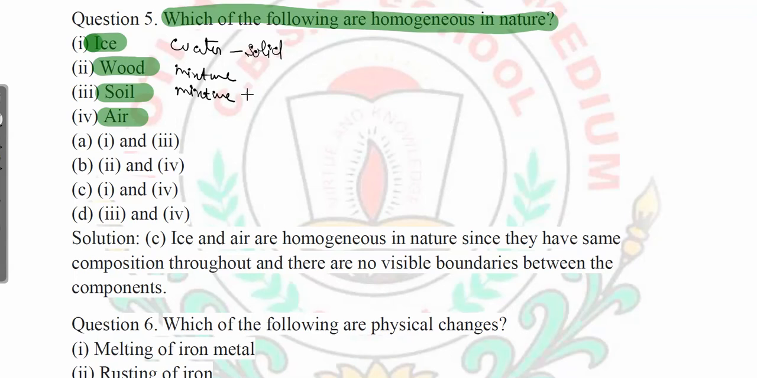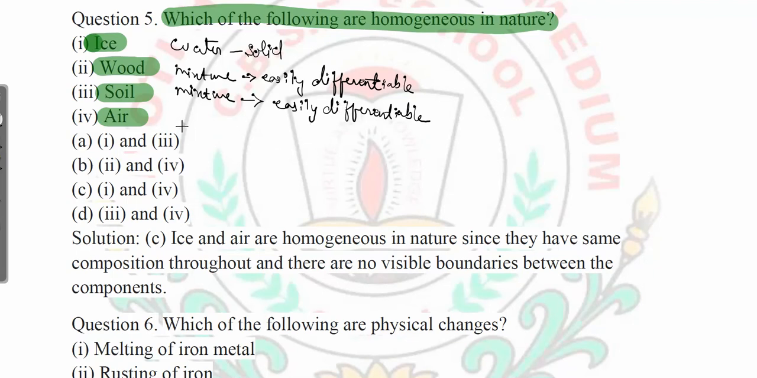And in wood and soil, we will see that the particles are easily differentiable. But in case of ice, the particles of the solid water are not easily differentiable. The main definition for homogeneous and heterogeneous substances is that a heterogeneous substance can be easily differentiated, while in the case of a homogeneous substance, the particles cannot be easily differentiated.